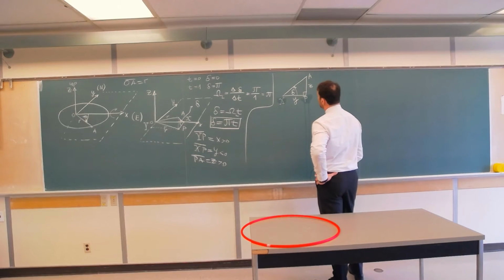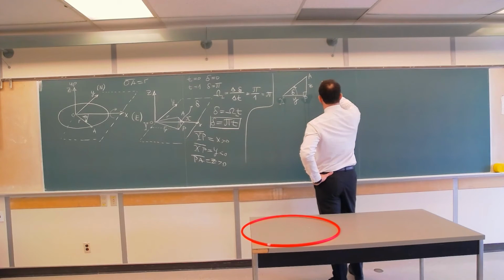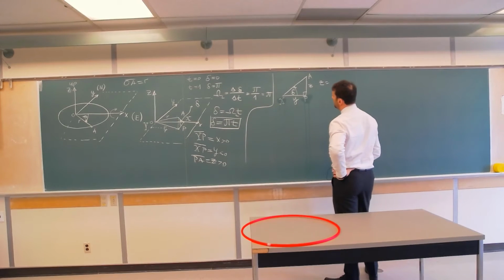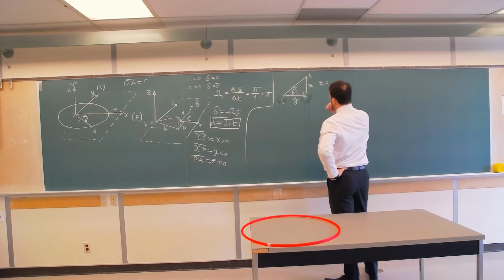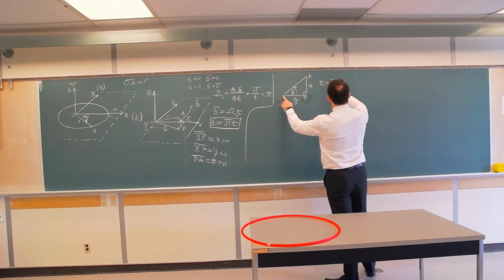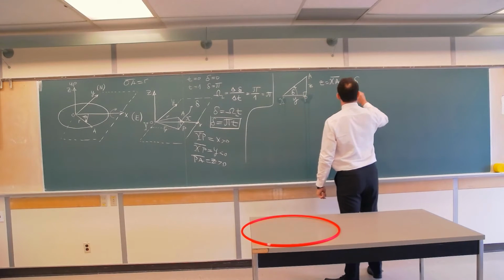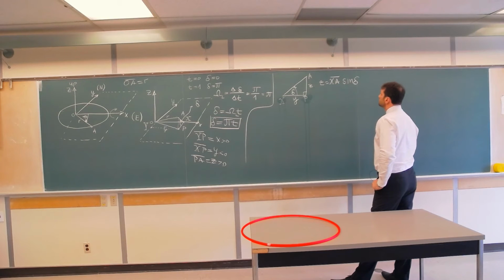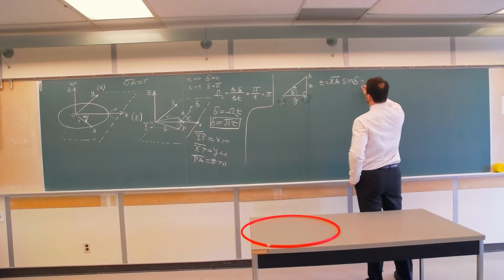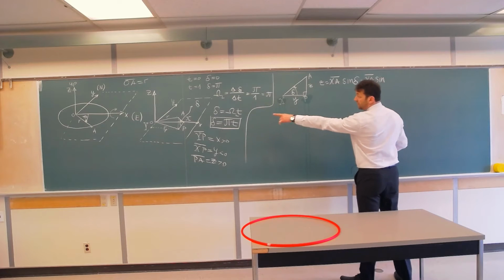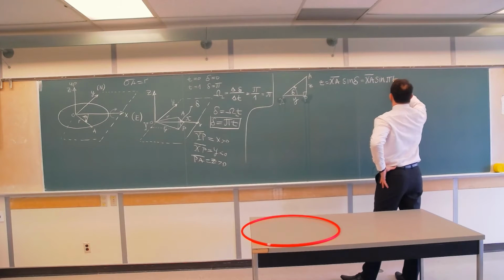So a little bit of trigonometry tells me that Z, this line, is equal to this XA times sine of angle delta. Or that is equal to XA, this is capital X point, sine delta, where delta is pi times t.